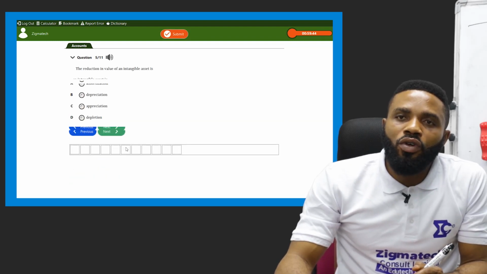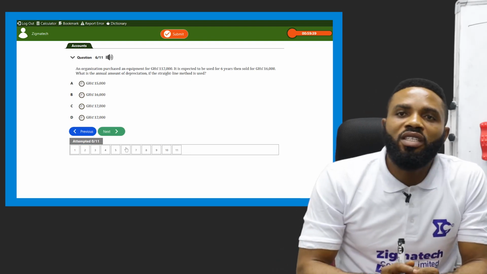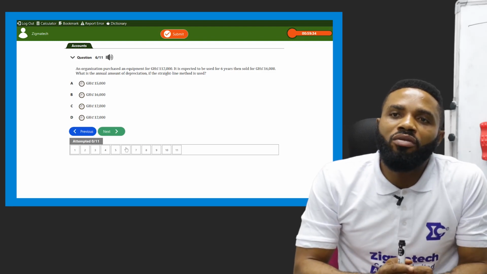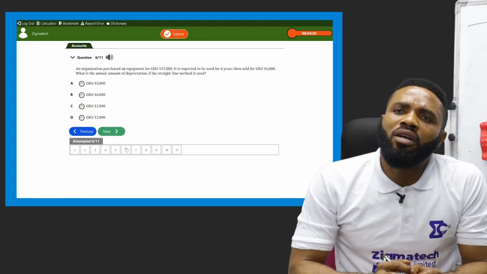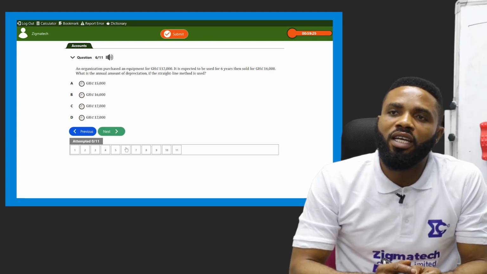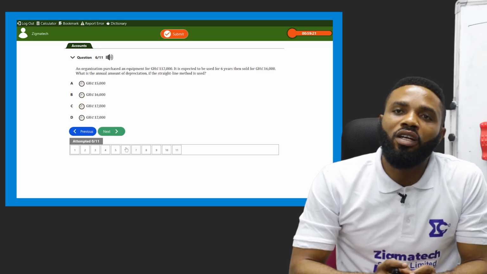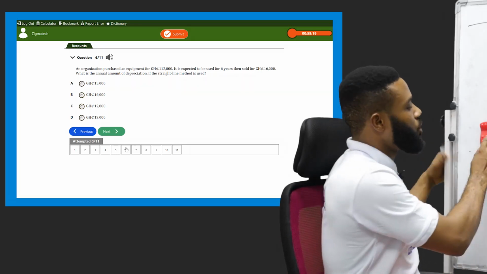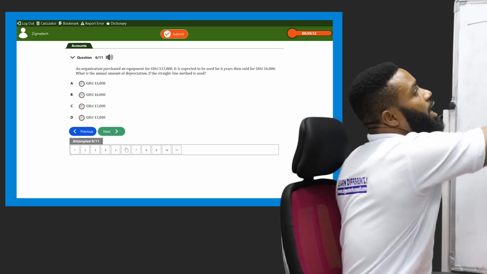Okay, let's look at question 6. Question 6 said an organization purchased an equipment for 112,000 Ghana cedis and is expected to be used for 6 years, then sold for 16,000 Ghana cedis. And then it asks, what is the annual amount of depreciation if the straight line method is used? Let's quickly take that before we end the lesson.